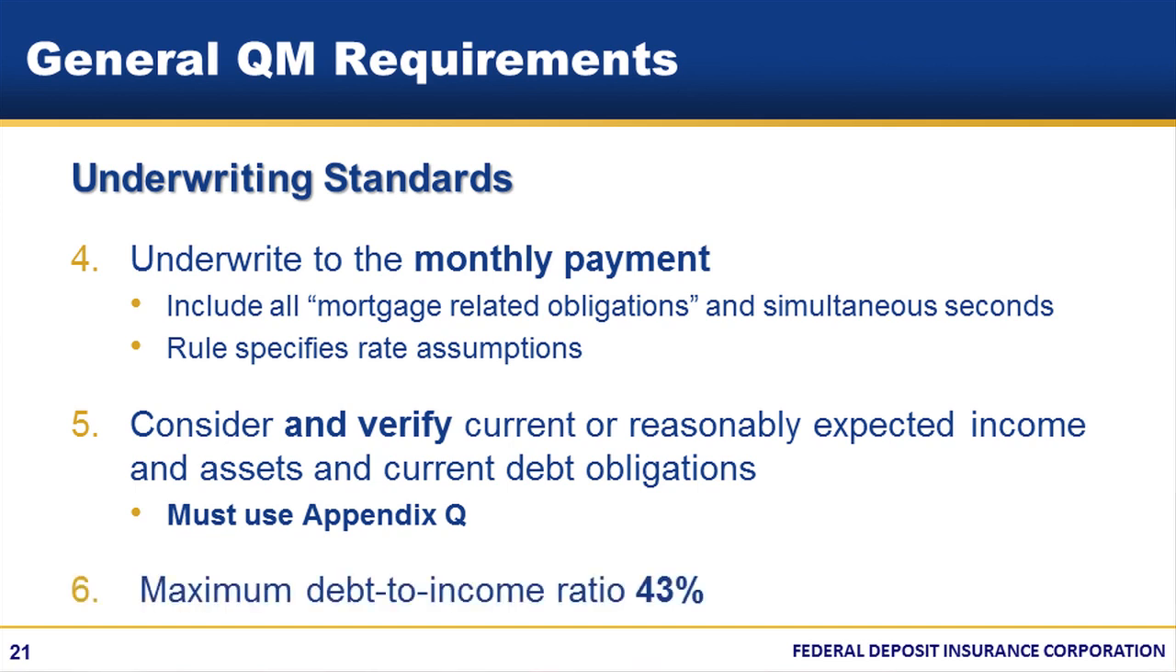6. The maximum back-end debt-to-income ratio is 43%, with debts and income calculated according to Appendix Q standards. Appendix Q has specific guidelines for calculating debt and income to make sure that where the 43% DTI requirement applies, it's calculated consistently among creditors.